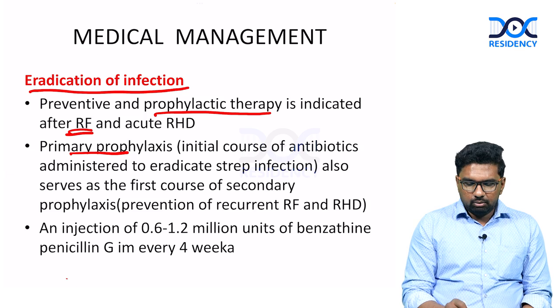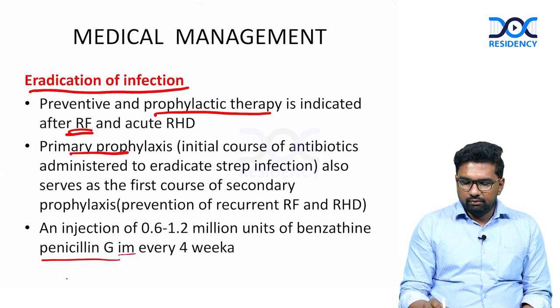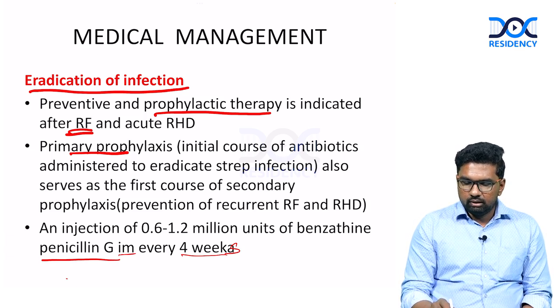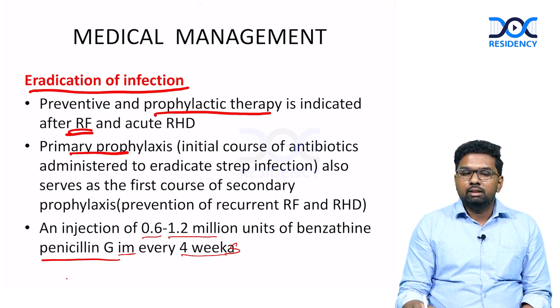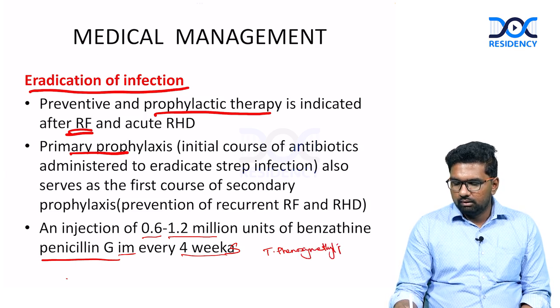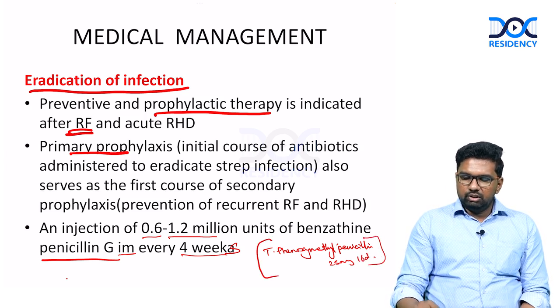What to be given? Penicillin G IM should be given every 4 weeks, or you can go for an injection of 0.6 to 1.2 million units of benzathine penicillin. Commonly what we give is tablet phenoxymethyl penicillin at the dose of 250 mg, one BD. This can also be given. Even penicillin G can be given.